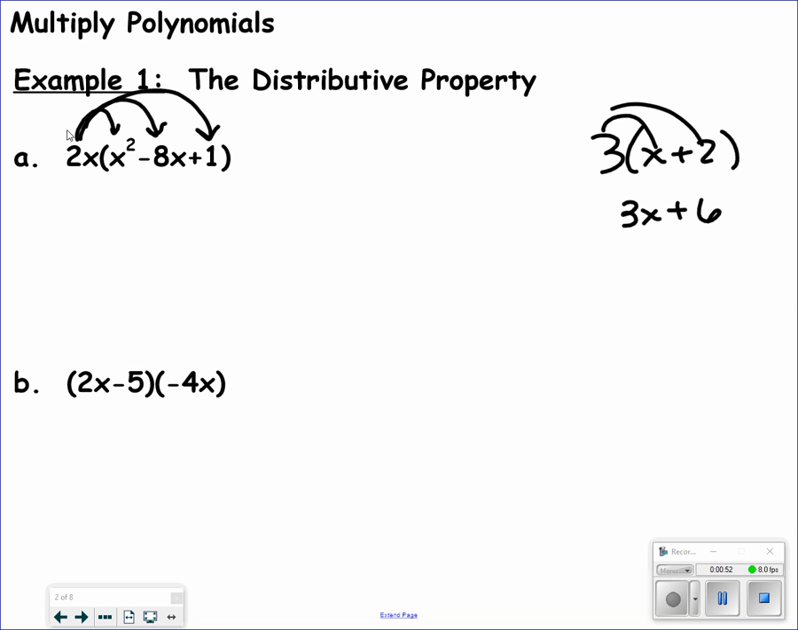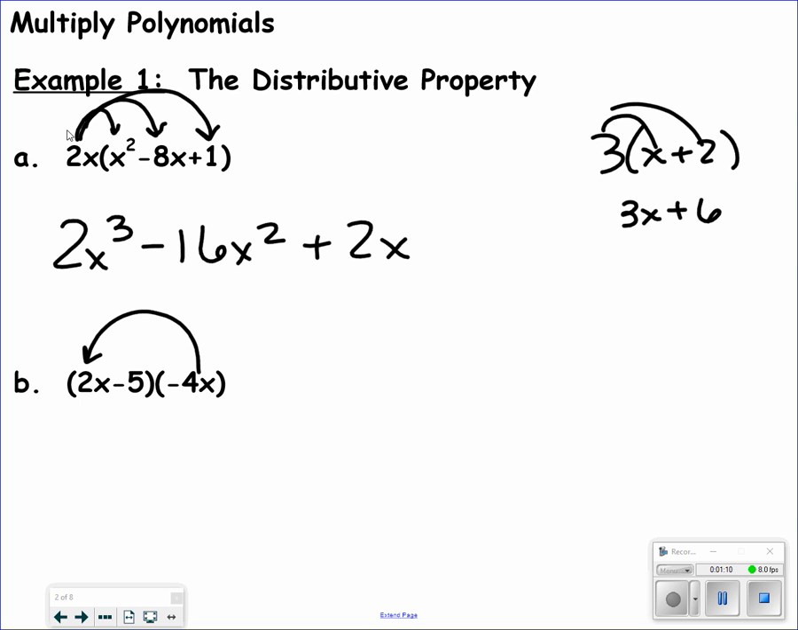So 2x times x squared would be 2x cubed. 2x times negative 8x would make negative 16x squared, and then 2x times positive 1 makes positive 2x. Again, that distributing can be in front or behind. So negative 4x times 2x is negative 8x squared, and negative 4x times negative 5 is positive 20x. Sorry about my handwriting there.